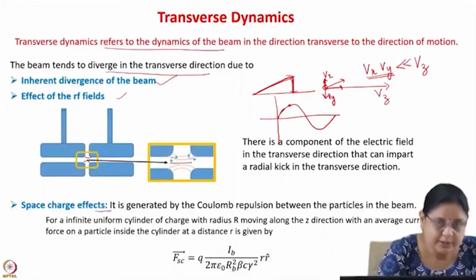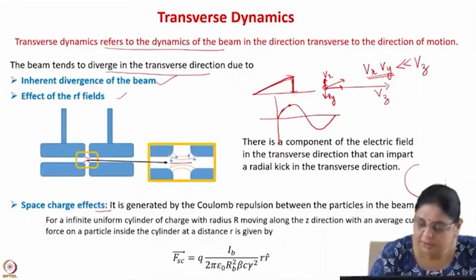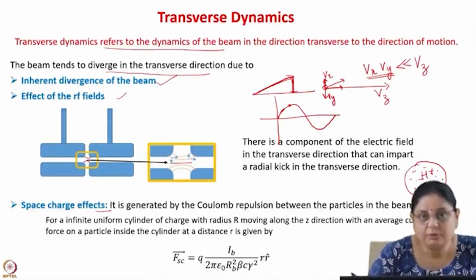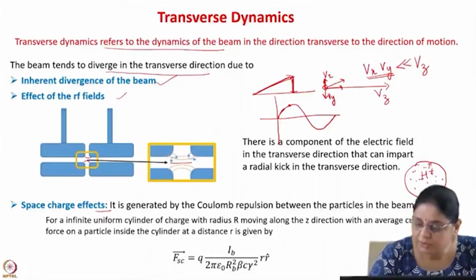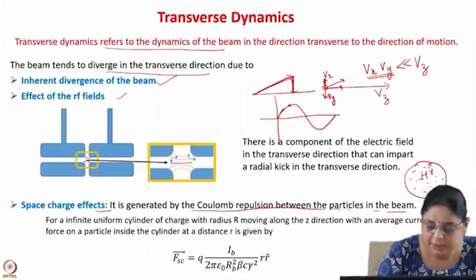Then there are space charge effects. Now if the beam current is very high, that means the beam has a large number of charged particles, and these are charged particles of the same charge. So let's say we have a proton beam. If the beam current is very high, then there are lots of proton ions confined in this area. Because they are of the same charge, they will tend to repel each other, and because of that, the particles will exert force on the other particles in the outward direction. This is known as space charge effects. It is generated by the Coulomb repulsion between the particles in the beam.